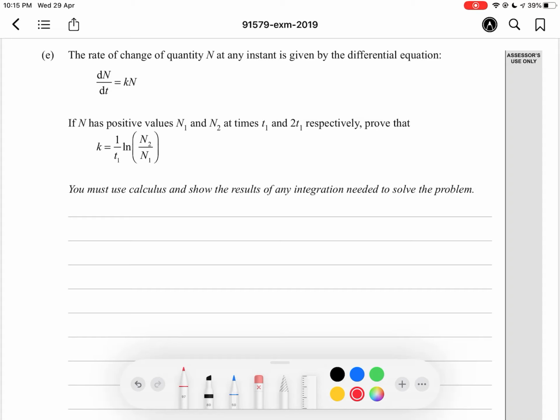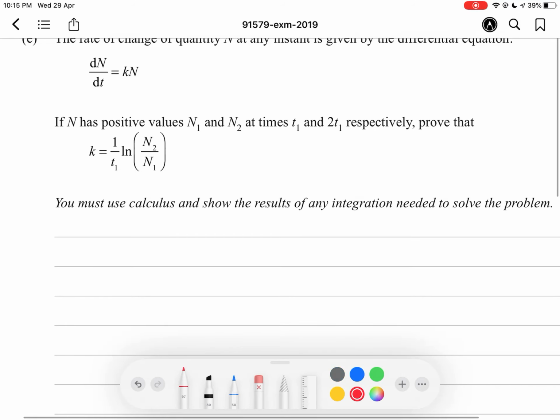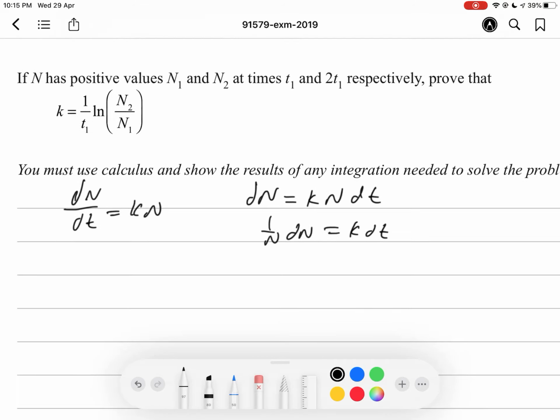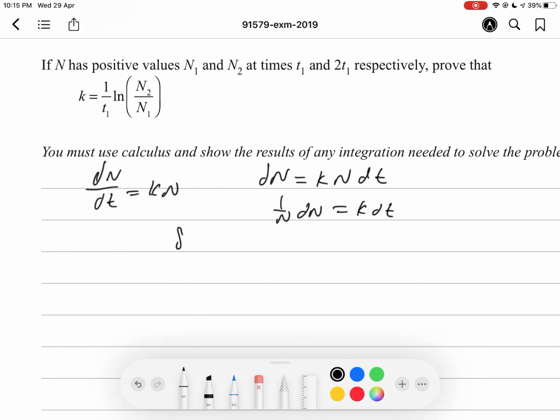Alright, so for this question we want to move the variables to one side and then differentiate each side accordingly. So dn over dt equals kn. If we do this one step at a time, we have dn equals kn dt. Therefore 1 over n dn equals k dt. So now we can integrate both sides.